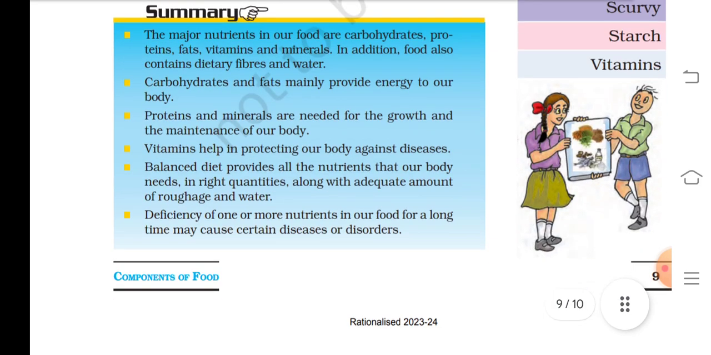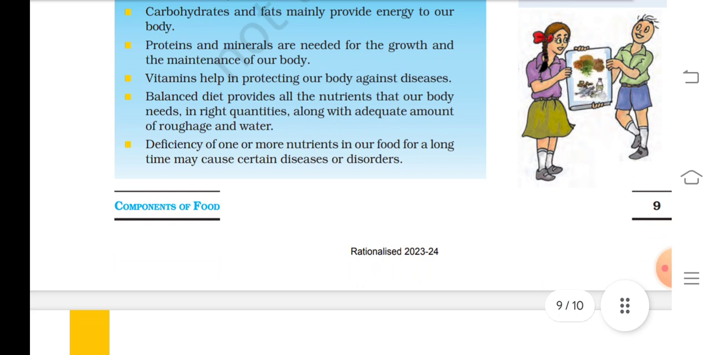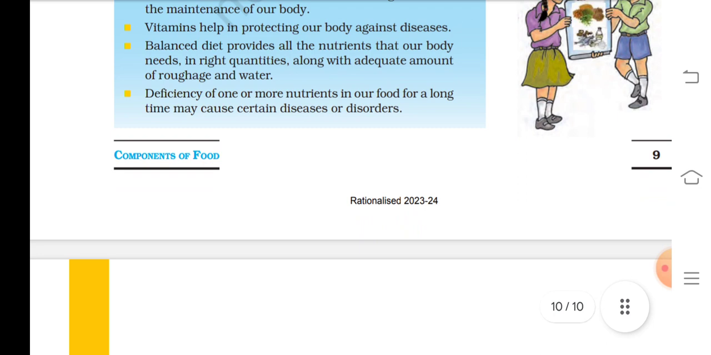Summary. The major nutrients of food are carbohydrates, proteins, fats, vitamins and minerals. In addition, food also contains dietary fiber and water. Carbohydrates and fats mainly provide energy to our body. Proteins and minerals are needed for growth and maintenance of our body. Vitamins help in protecting our body against diseases.